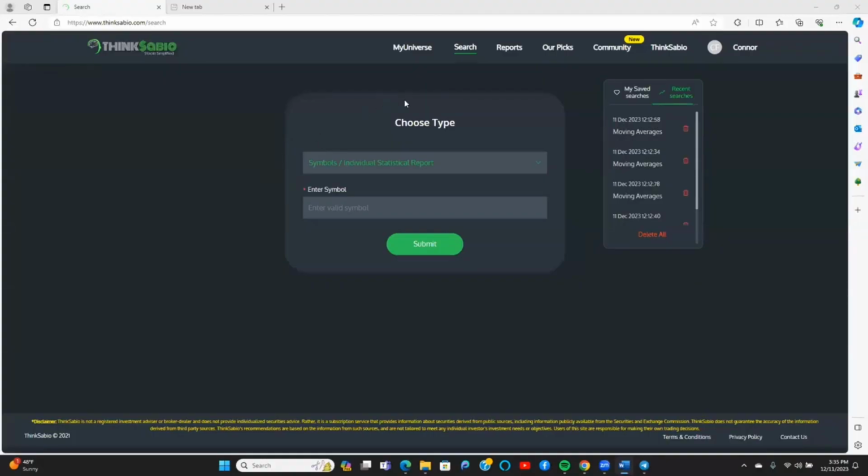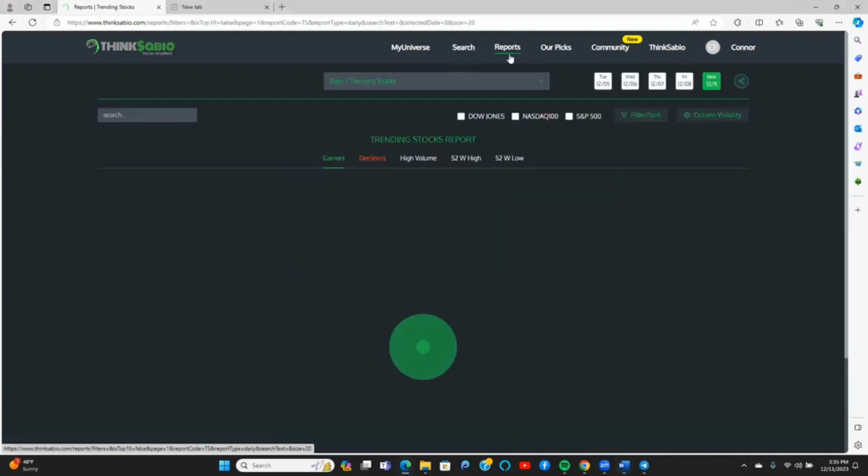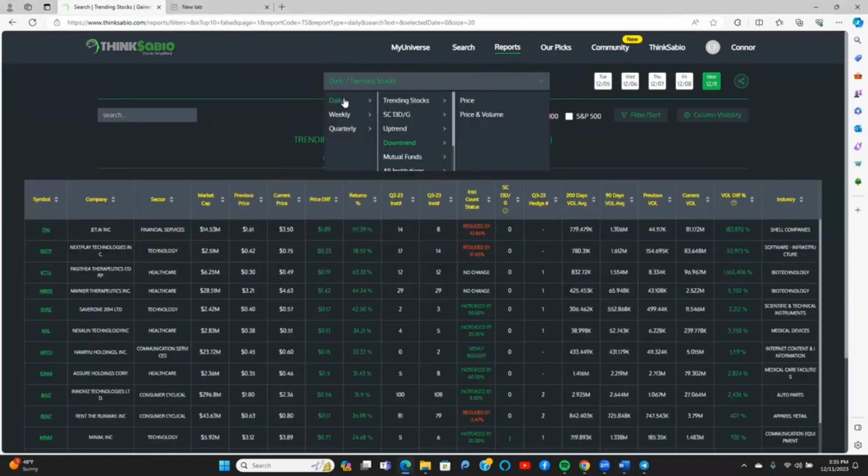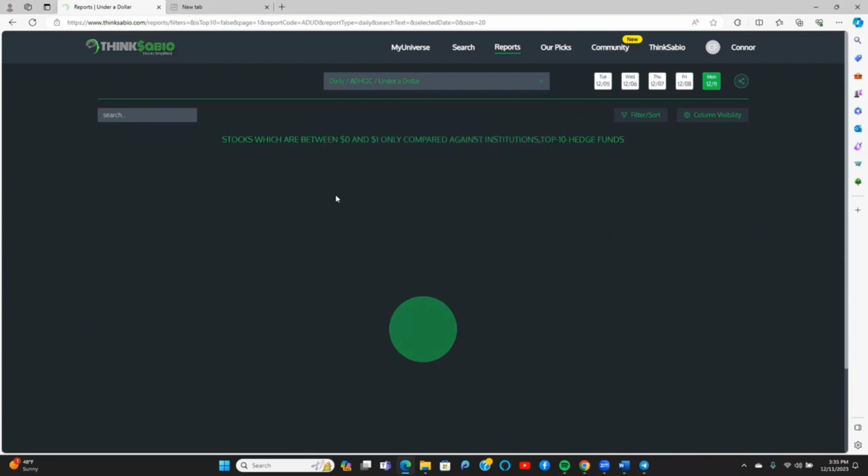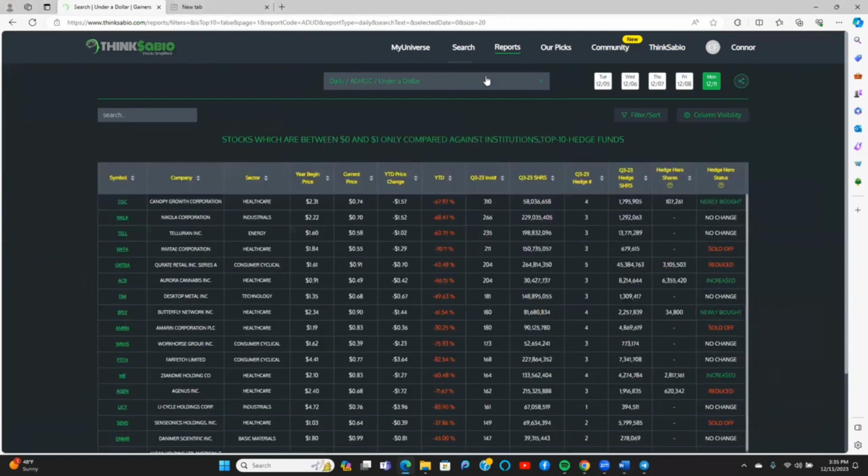The next report that we're going to look at is the under dollar report. This report looks at the stocks that are trading under $1 with results tracked over the last 5 trading days. You can access this report by clicking on the reports tab. Once it loads, we can navigate to where the report is. We'll go into the daily tab here and then down to ad hoc, and then it's going to be under $1. So that's the path to get there from the reports tab.